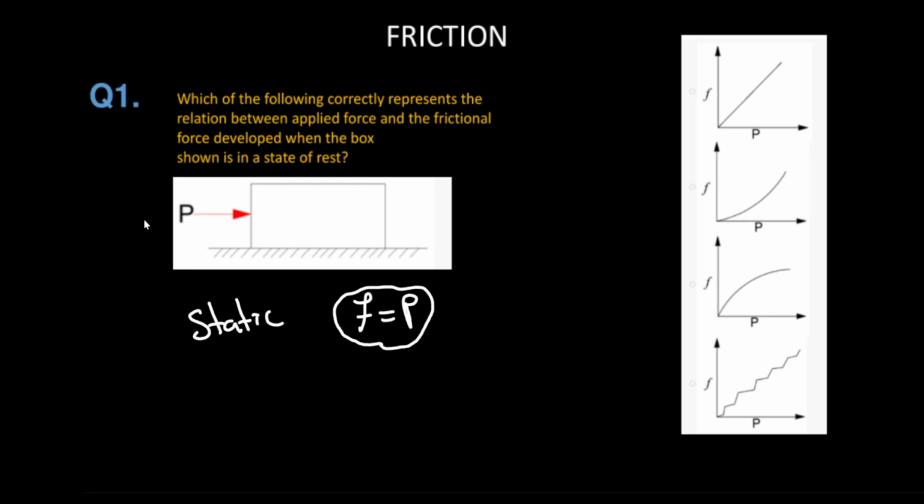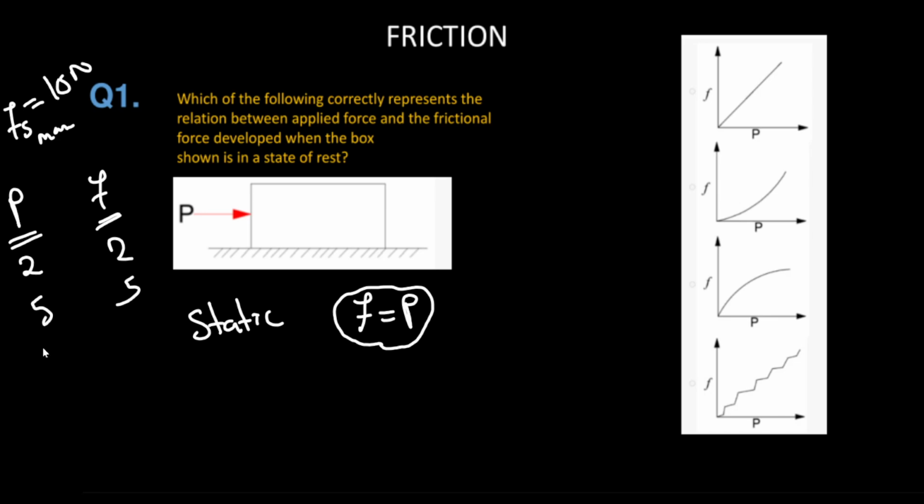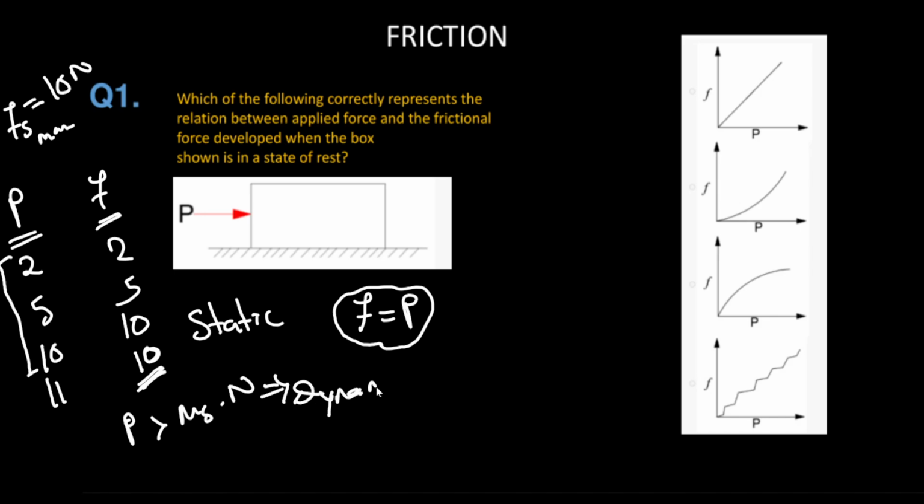Okay, if you apply P, here is F. Suppose Fs maximum is equal to 10 Newton. If you apply 2 Newton, it will be 2 Newton. If you apply 5 Newton, it will be 5 Newton. If you apply 10, it will be 10. If you apply 11 Newton, again it will be 10 Newton only. You cannot increase after 10 Newton. So it keeps directly increasing in the static condition, up to this is the static condition. Once P is greater than mu s into N, it will be the dynamic condition. Getting my point?